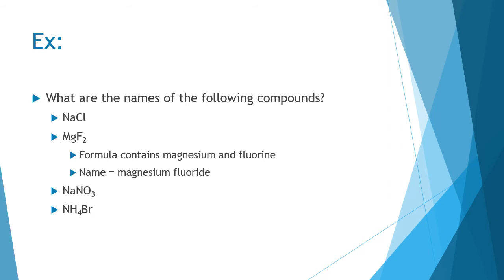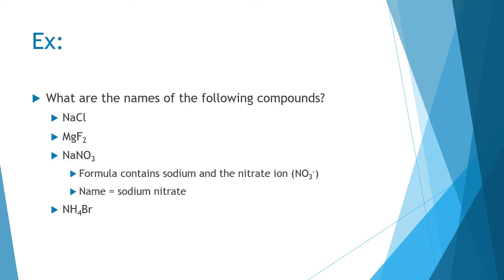For MgF2, the two elements talked about are magnesium and fluorine, so I change fluorine's ending to fluoride, and I get magnesium fluoride as the name for MgF2. Our next formula is a little trickier. You'll notice there are 3 elements present, which indicates there is a polyatomic ion present in NaNO3. In the formula NaNO3, there is the sodium cation out in front, and then NO3 is the nitrate ion, one of the polyatomic ions. The polyatomic ions already have appropriate endings on them, and so you do not need to change them. The name of this would simply be sodium nitrate.